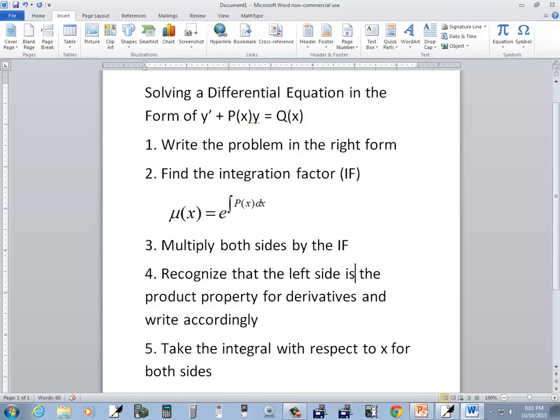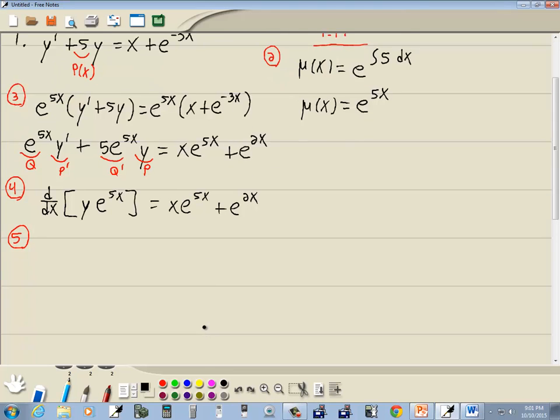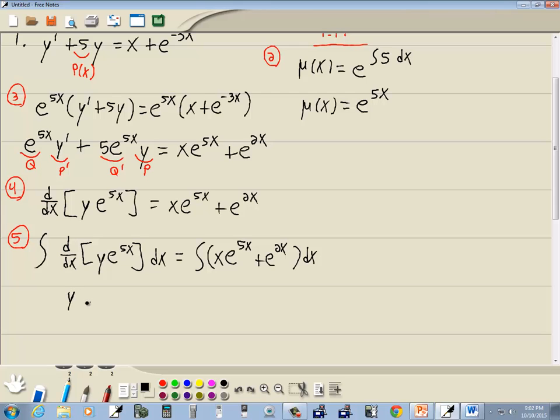Step 5. Take the integral with respect to x for both sides. So I'm going to take the integral now. I'll take the integral of this derivative, and then I'll take the integral of this side. So we've got x e to the 5x plus e to the 2x dx. Now the integration and derivative are going to cancel each other away, and that leaves us y e to the 5x on this side.